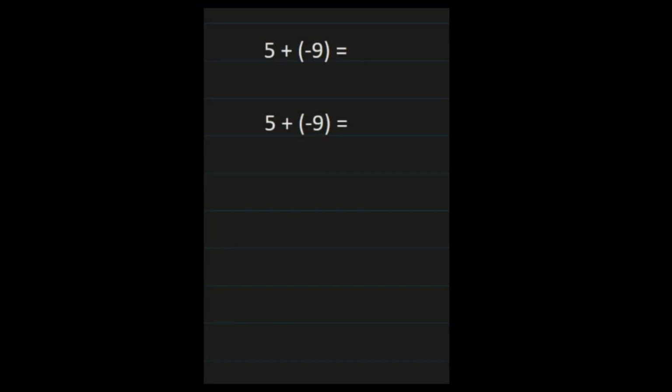For our next problem, we have 5 plus -9. And again, we're going to start with our absolute values because we're adding integers with different signs. So our absolute value of 5 is 5. And the absolute value of -9 is 9. And our next step after taking the absolute value was to subtract those. So we're going to subtract 5 from 9. So we're going to put the 9 first. 9 minus 5. And 9 minus 5 is 4.